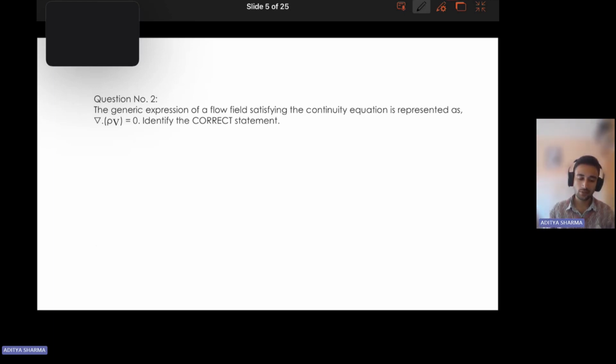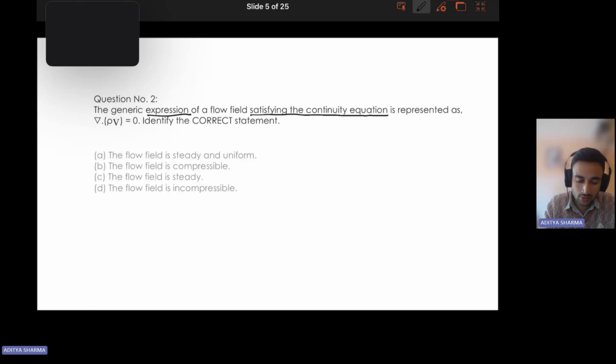So the generic expression of a flow field satisfying the continuity equation. Here an expression has been given which is satisfying the continuity equation, represented as del dot rho v equals 0. Identify the correct statement. Now we shall see the options linked to this question. There are four options. The first: the flow is steady and uniform.